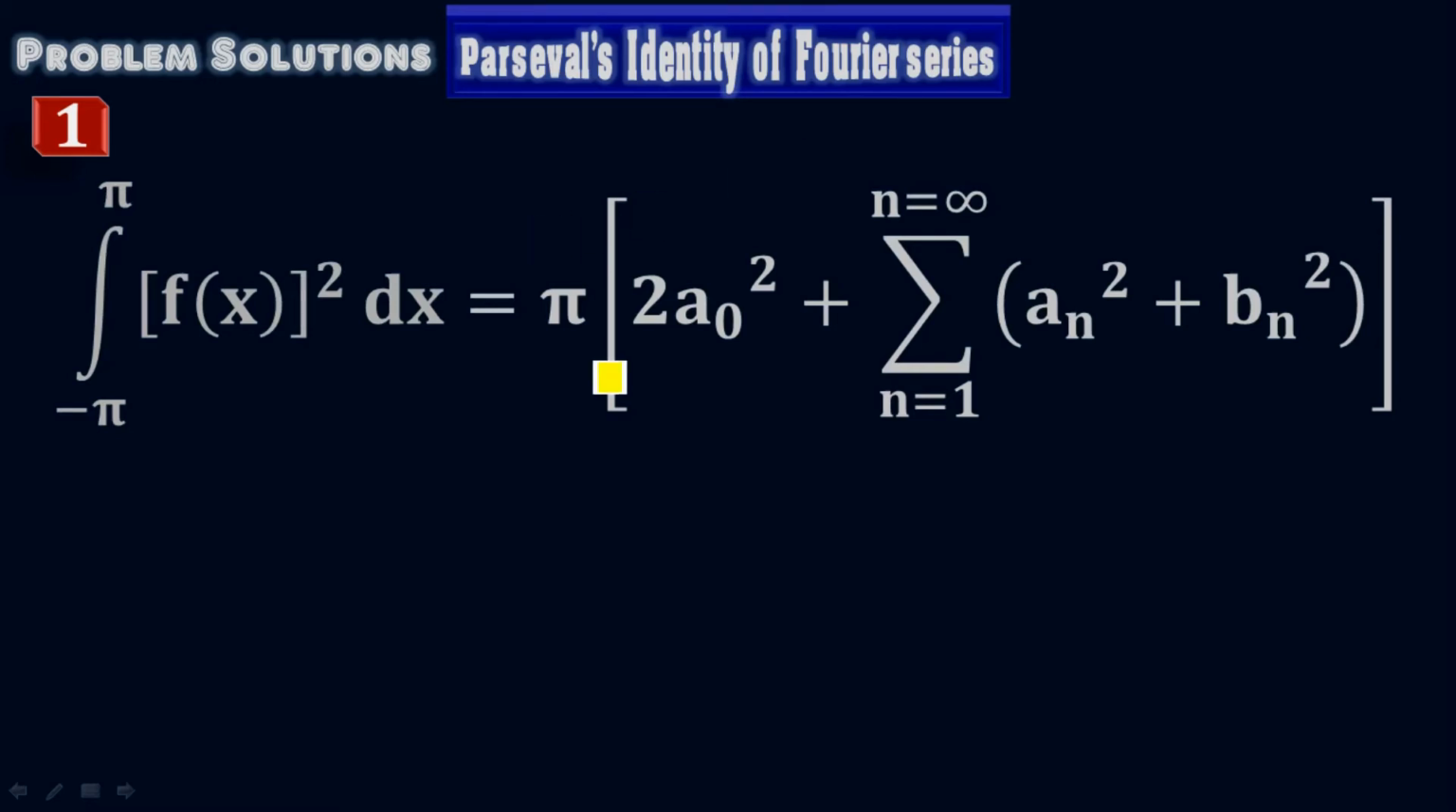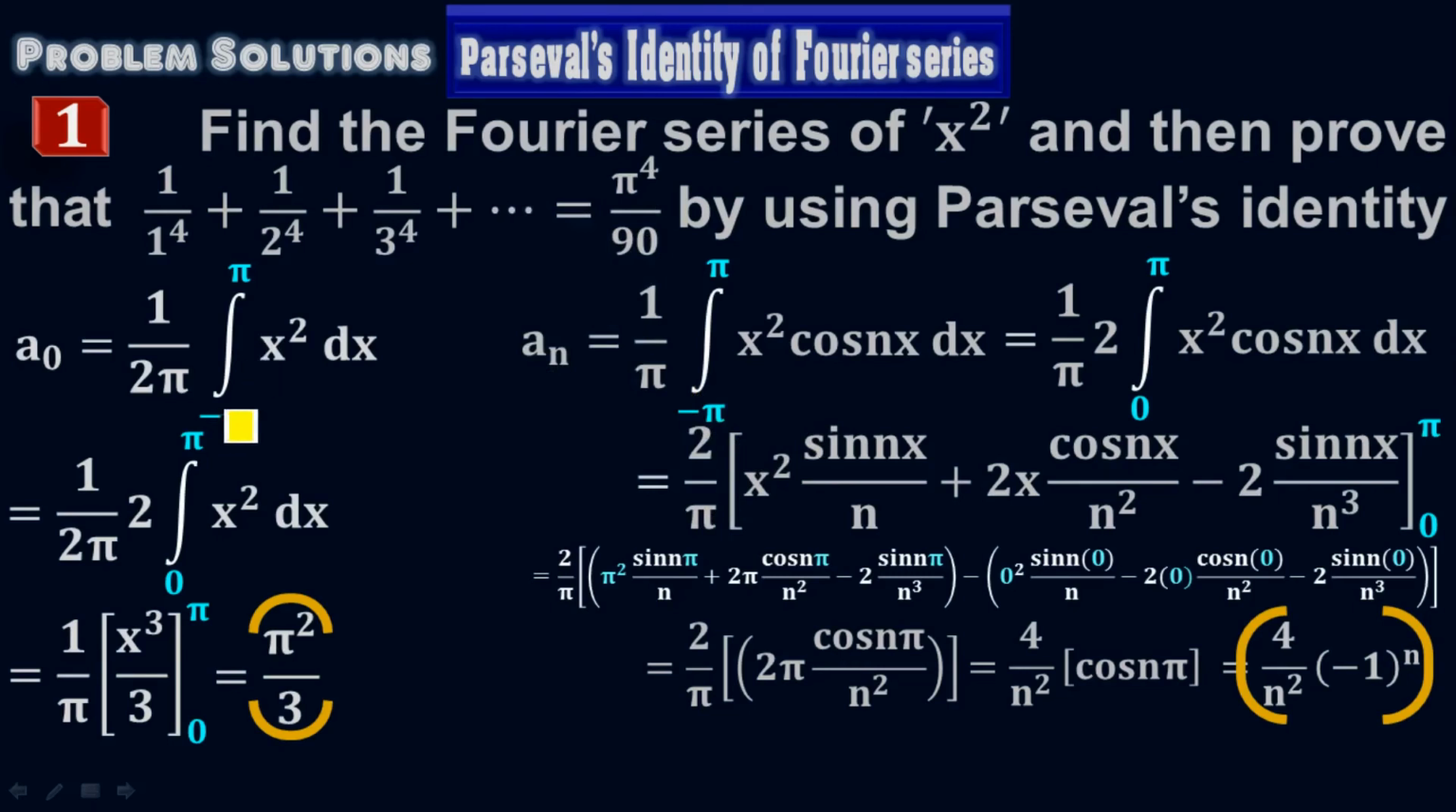The equation for the Parseval identity of Fourier series is the integral of f of x squared dx with the limits from negative pi up to positive pi equals pi into 2 into a sub naught squared plus the summation of a sub n squared plus b sub n squared. Look, we are taking the full range from negative pi up to positive pi. We are not taking the half range because our coefficient is in full range.